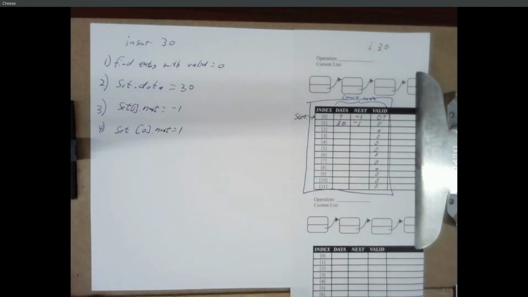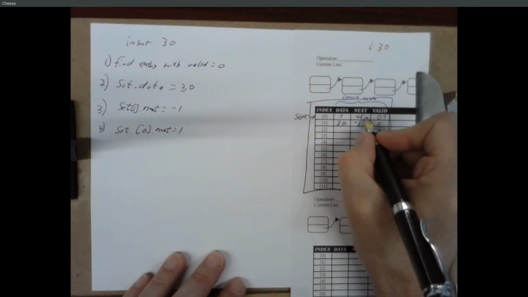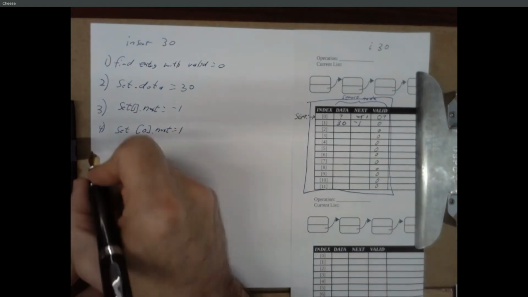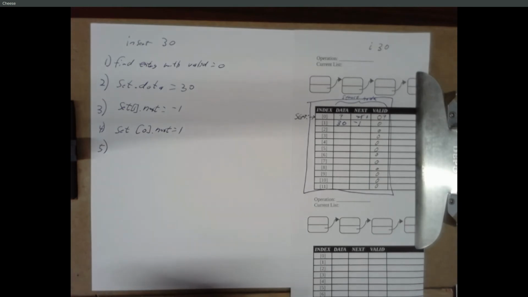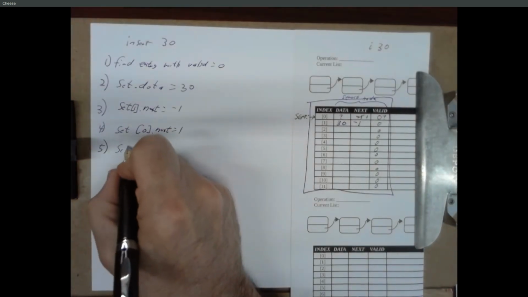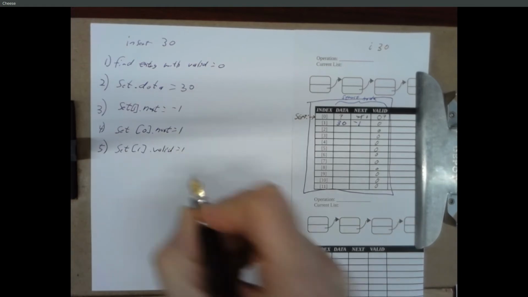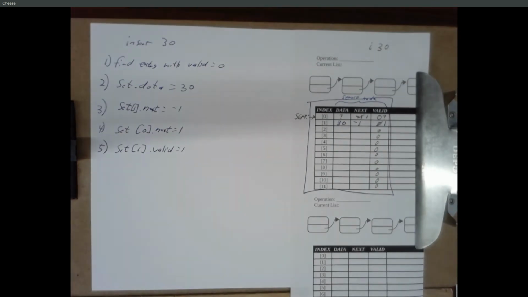Set the previous next equal to 1 to point to index 1. So this is a 1. What else? Set valid to 1. Good. Set index 1's valid equal to 1. And I think that's all we need.